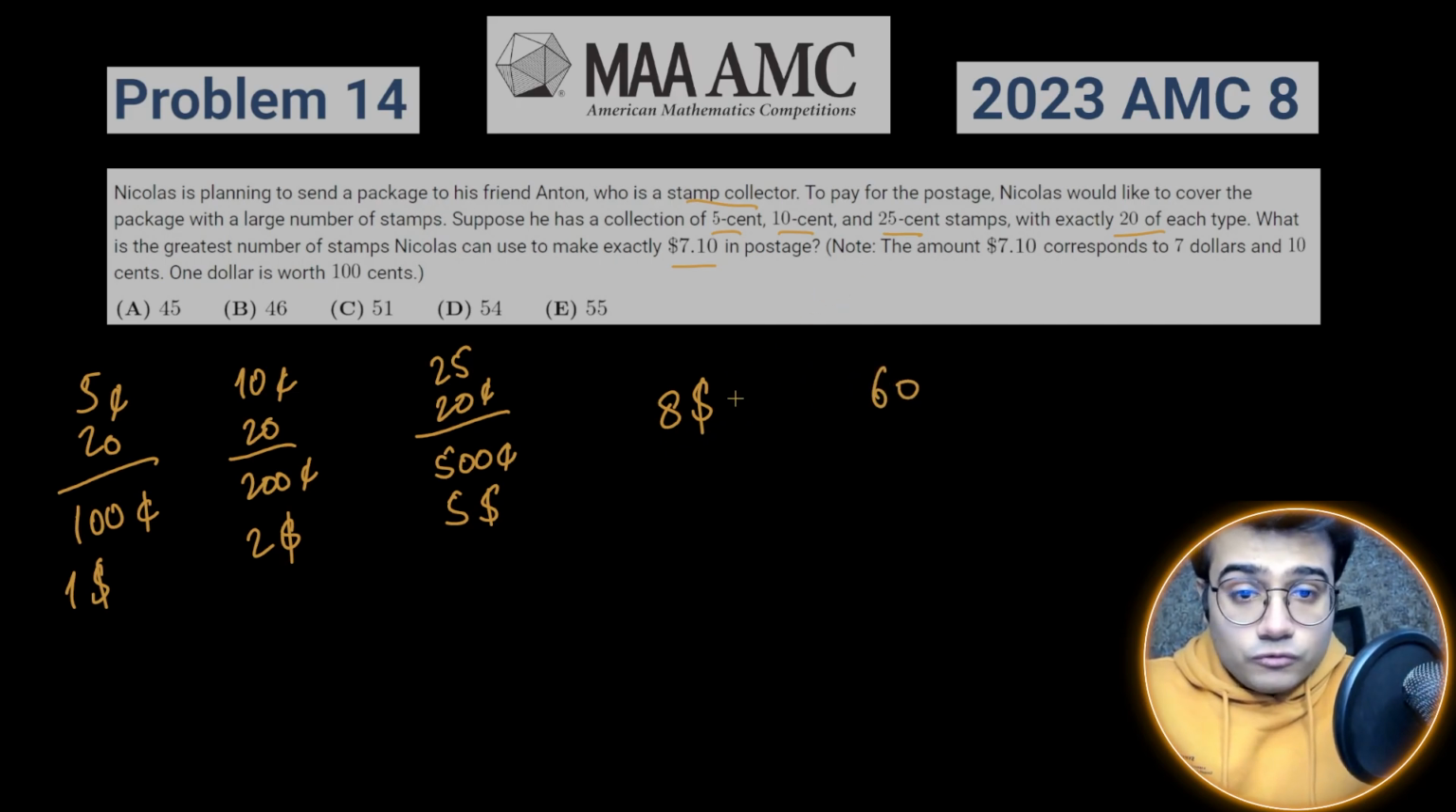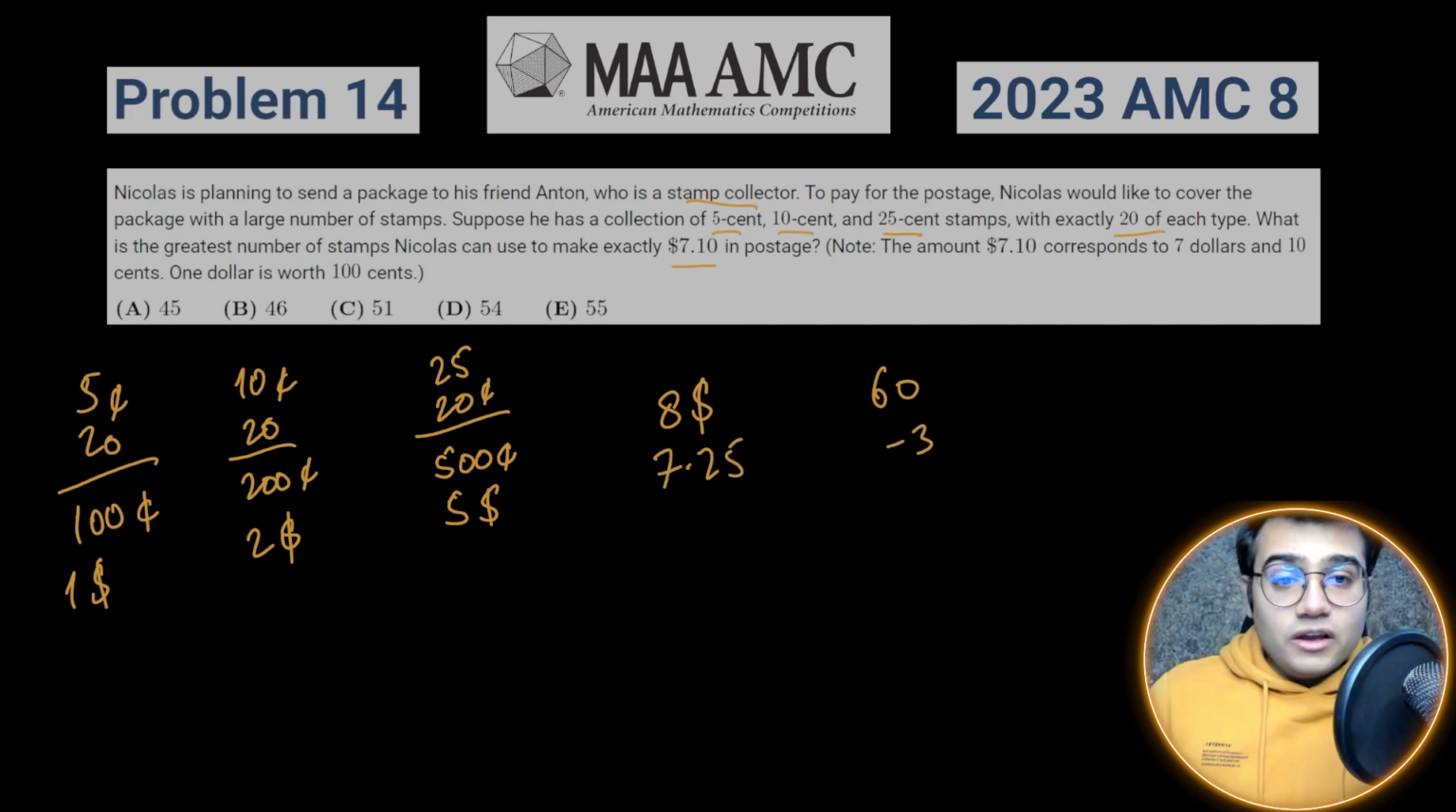Now if we remove 2 of the 25-cent stamps, it's going to be $7.50, still over. So let's remove 3 of them. If we remove 3 of those stamps, we're going to get to $7.25. Now if we remove another 25-cent stamp, we're going to go under, so that's not good.